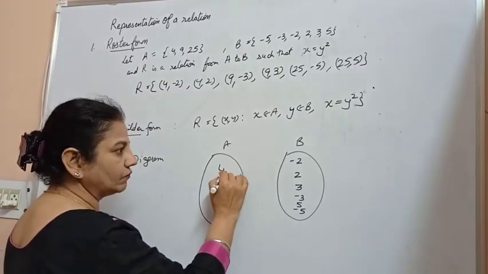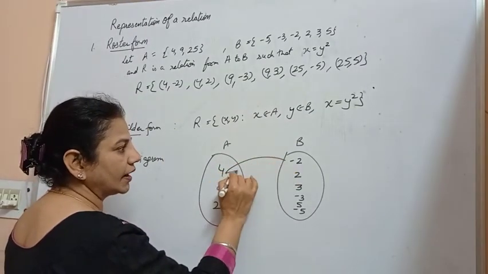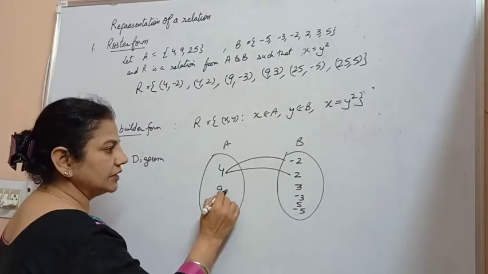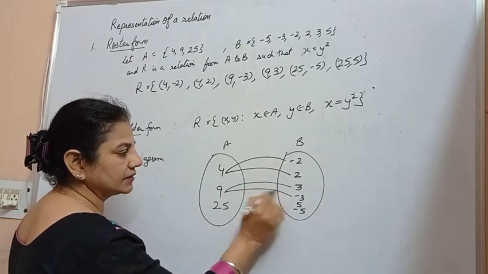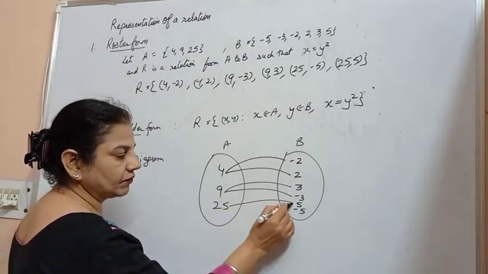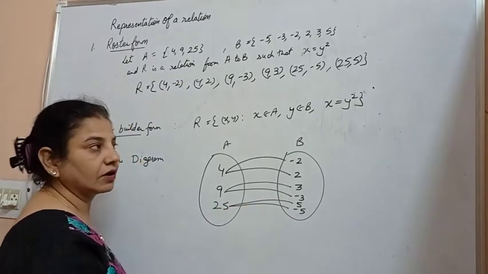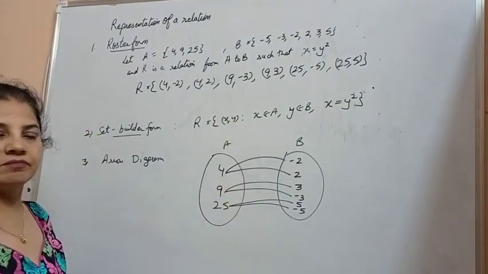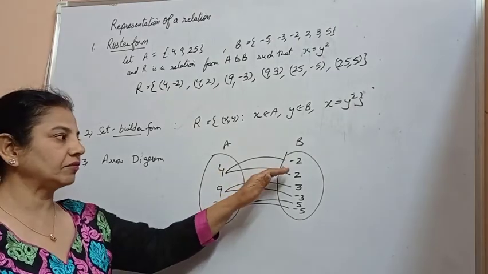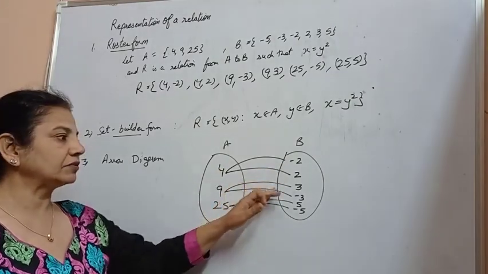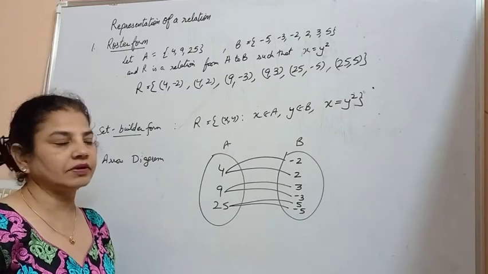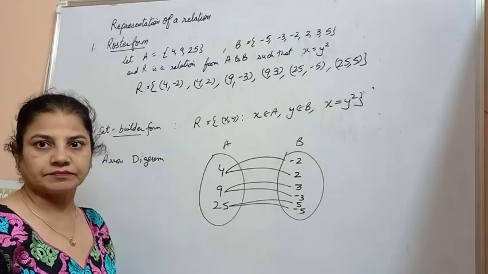So I will say that 4 is mapped with -2 and 2. 9 is mapped with 3 and -3. 25 is mapped with 5 and -5. According to this relation, they have been mapped with 4 mapped with -2, 2, 9 mapped with 3 and -3, 25 mapped with 5 and -5.